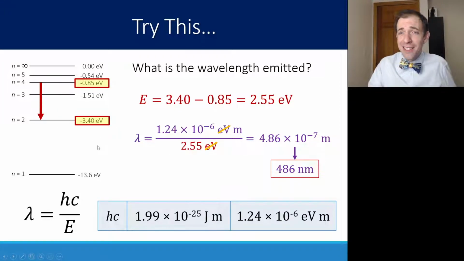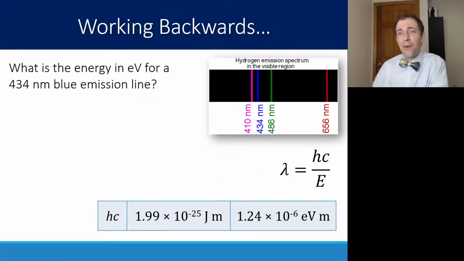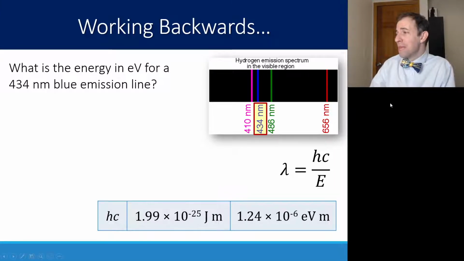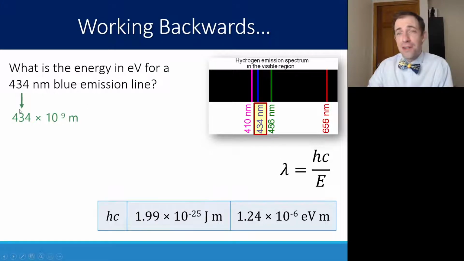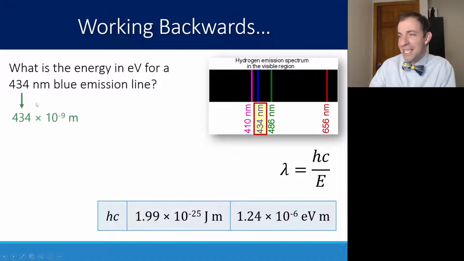I can also take this and go the opposite direction as well. If I start with a wavelength, so in this case, I start with blue light that is 434 nanometers, I can take that and go backwards. If I take that as my wavelength, I can rearrange this formula and I can convert that wavelength from nanometers into meters. 434 times 10 to the negative ninth meters. That's just a shortcut way of doing it to tack on that new magnitude.